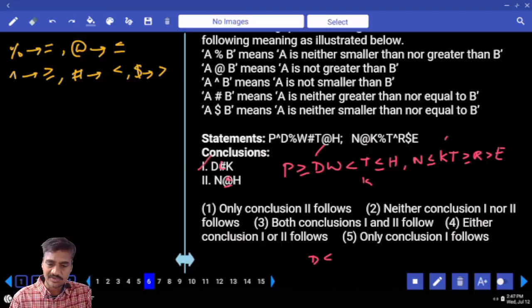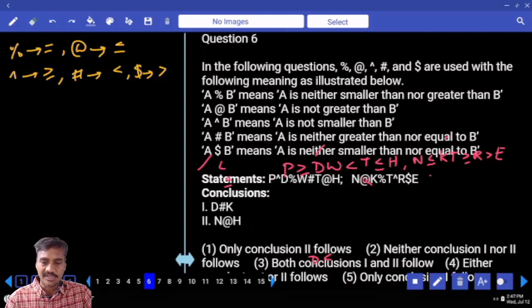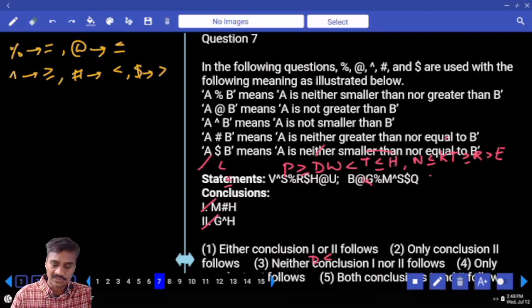Then what is the second one we have? N lesser than or equals to H. H is here, N is here. Which is common? T is common. N lesser than or equals to T, T lesser than or equals to H, so N lesser than or equals to H. Both 1 and 2, choice 3, question number 6.